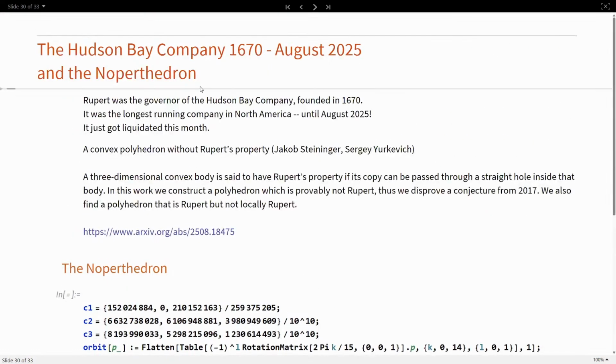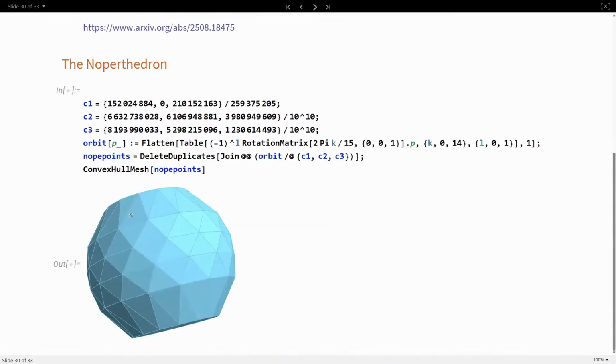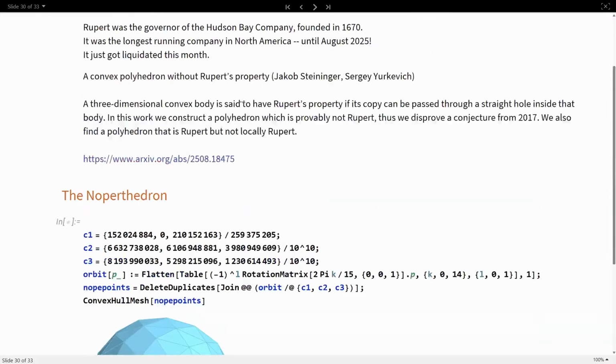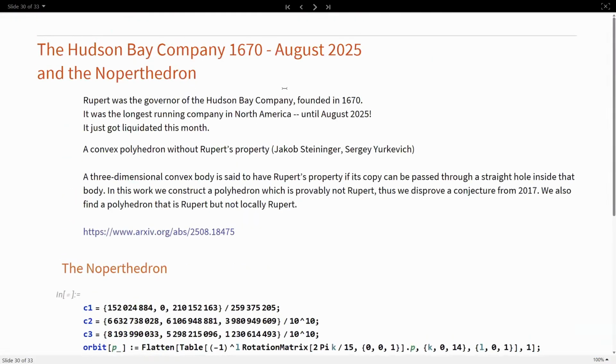And at the same time that was announced, the Hudson Bay Company folded. It got liquidated. Just this month, the oldest running company in North America, until last month, finally ended and was liquidated at about the same time that this object was found. So the company that Prince Rupert founded, the Hudson Bay Company, is now gone, and his famous problem is now solved. I thought that was an interesting juxtaposition for something that's been going on since 1670.